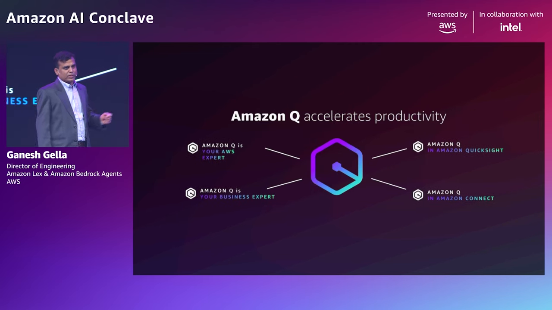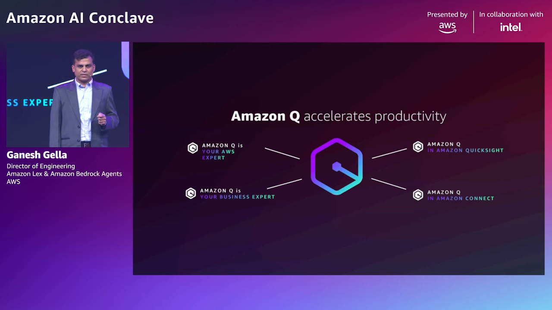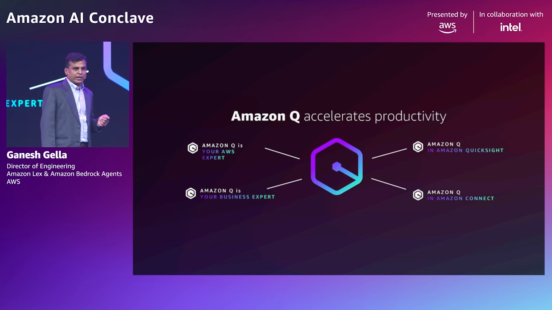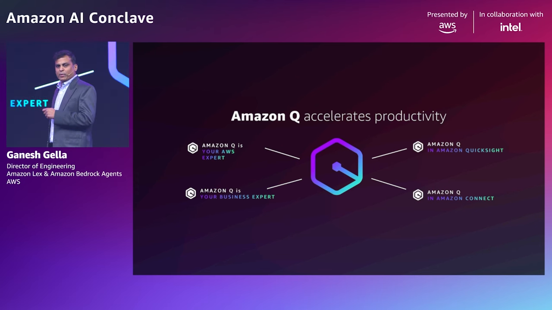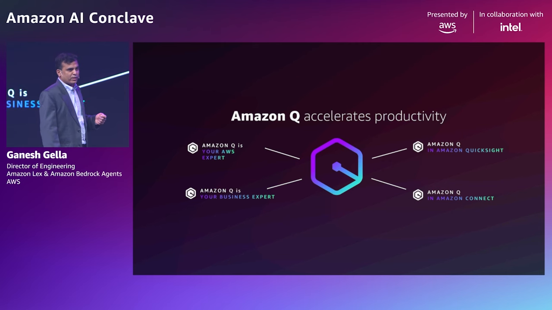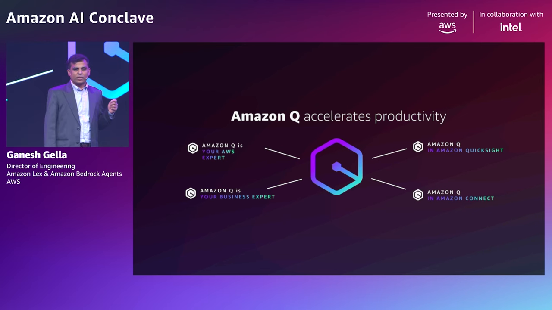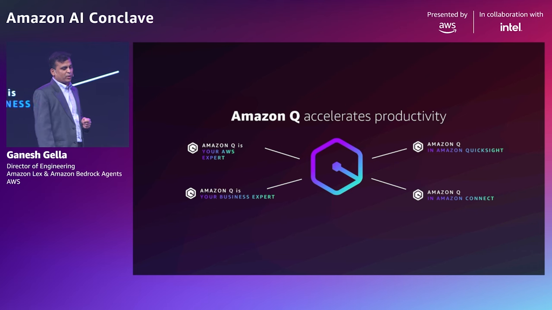Amazon Q, as you have seen in one of the promo videos, is your AWS expert for your business. Amazon Q is also available in QuickSight to query data using natural language. Amazon Q is also available in Connect so that call center associates gets the support that they need. Amazon Q is also available in IDE so that you can ask questions against the code. We can also take a quick look at how Amazon Q works.